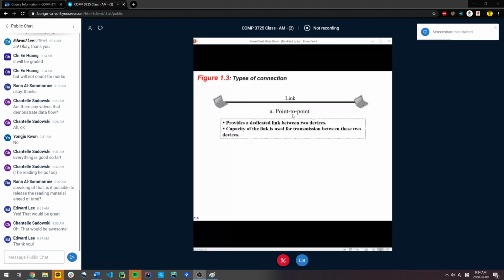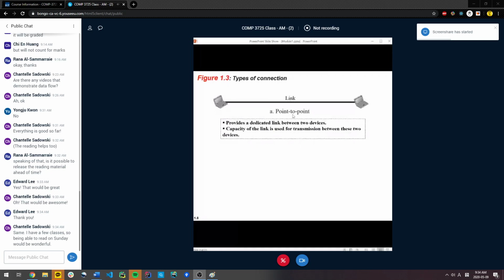So let's get back to this. Sorry, I got interrupted by that. But the first type of link is a point-to-point. The idea is simple: if I have one link between two devices, it's fully dedicated, it is awesome, the capacity is all mine, this is perfect. Security and so on and so forth. But in reality, we don't really do this. Why do you think we don't do this?